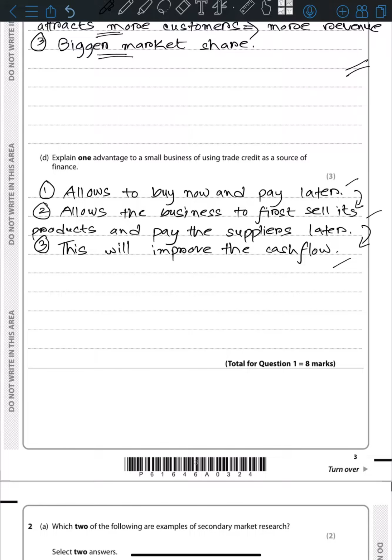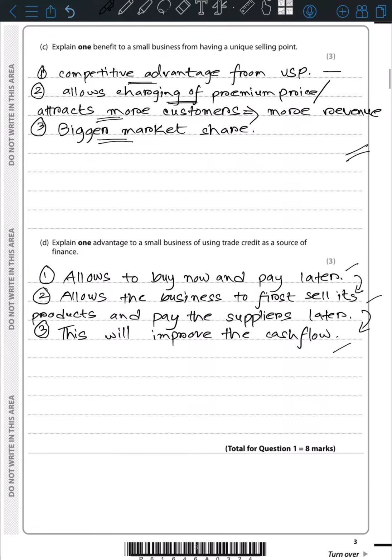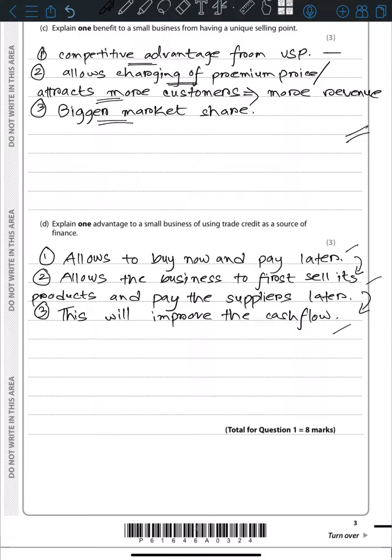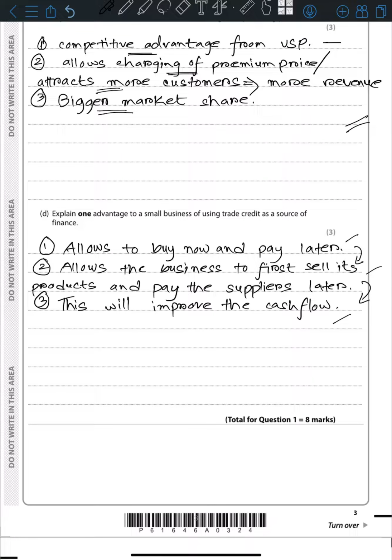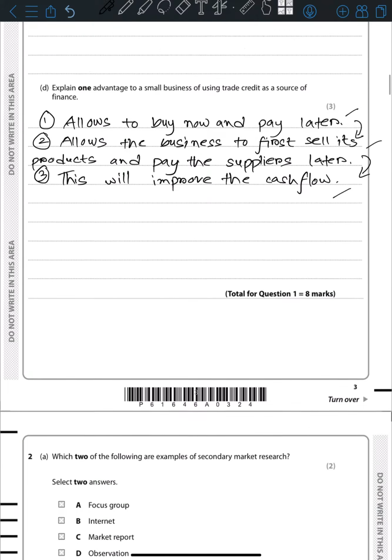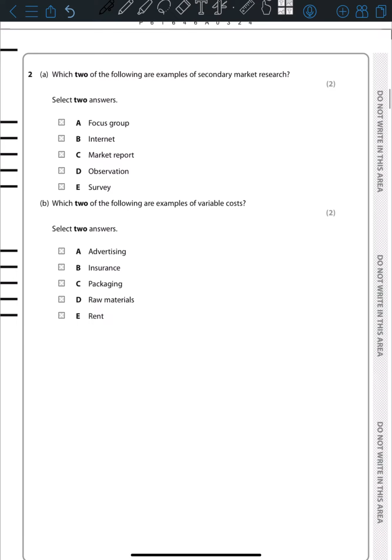Now, I am writing these in terms of 1, 2, 3 points. You will, of course, not write it like this. I'm just trying to save some time and not write the entire answer. You are going to write it as an entire paragraph and entire sentences. Okay, so question 1 is done. Let's move on to question 2.